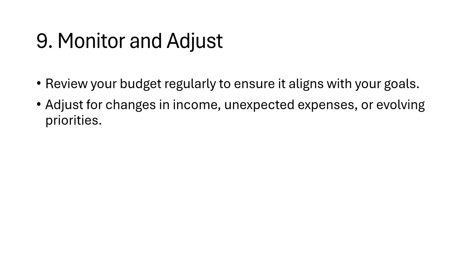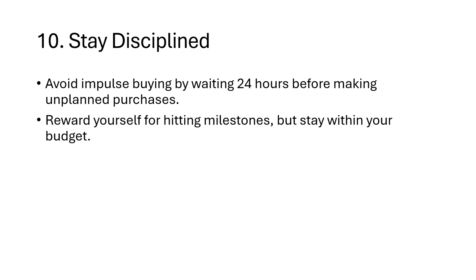And number nine is monitor and adjust. Review your budget regularly to ensure it's aligned with your goals and adjust for changes in income, unexpected expenses, or evolving priorities. And for the last step is stay disciplined. Avoid impulsive buying by waiting 24 hours before making an unplanned purchase, and reward yourself for hitting milestones but stay within your budget. There you go, guys. That's how you save money.